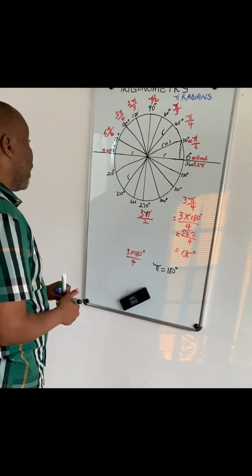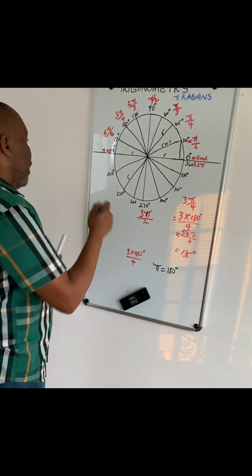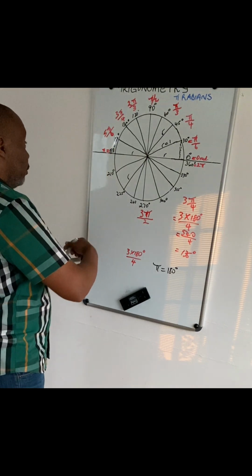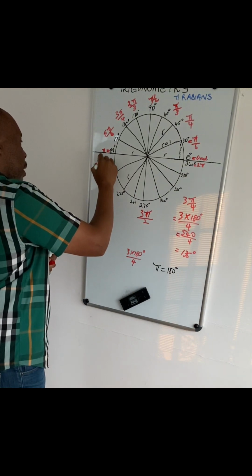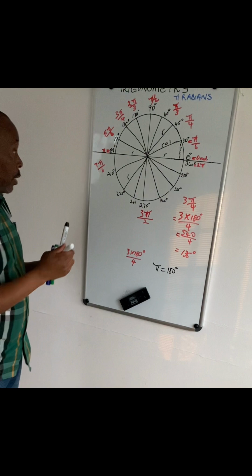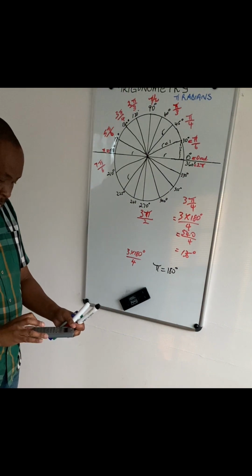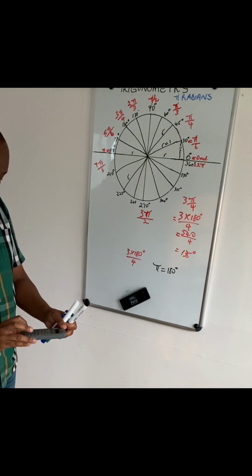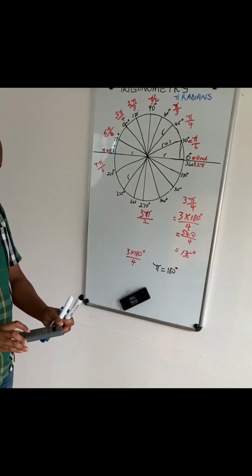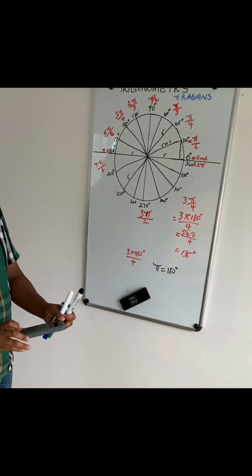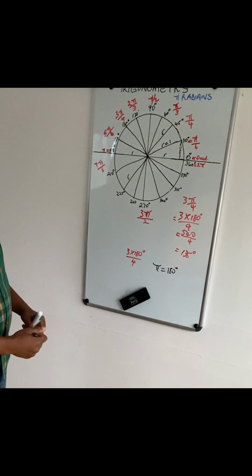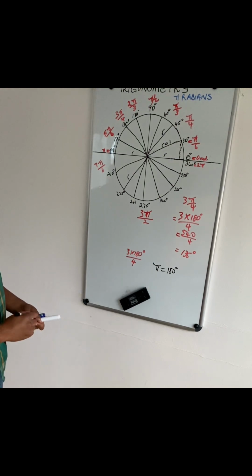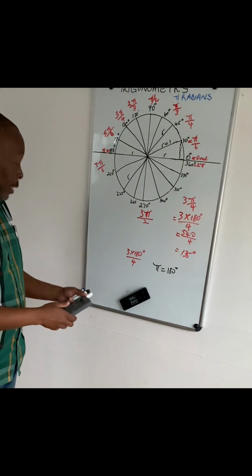And then we move forward to the next one. The next one is 7 pi over 6. It should give us 210 degrees. 7 times 180 degrees, divided by 6, is equal to 210 degrees. Right, that's 7 pi over 6. It's 210 degrees.